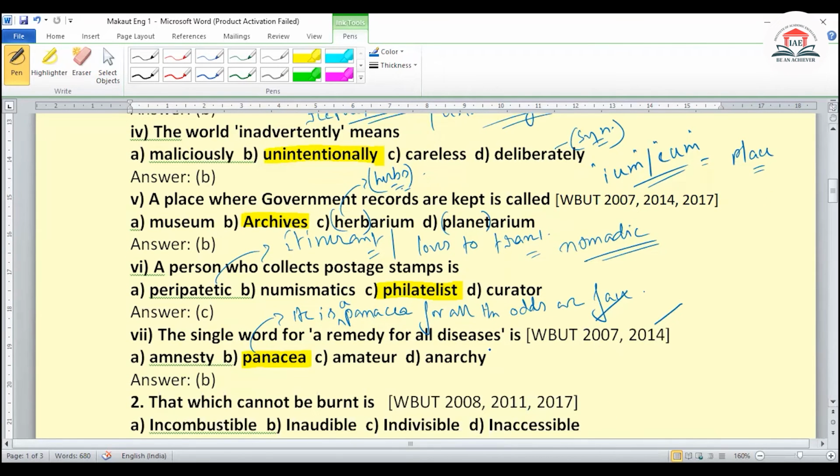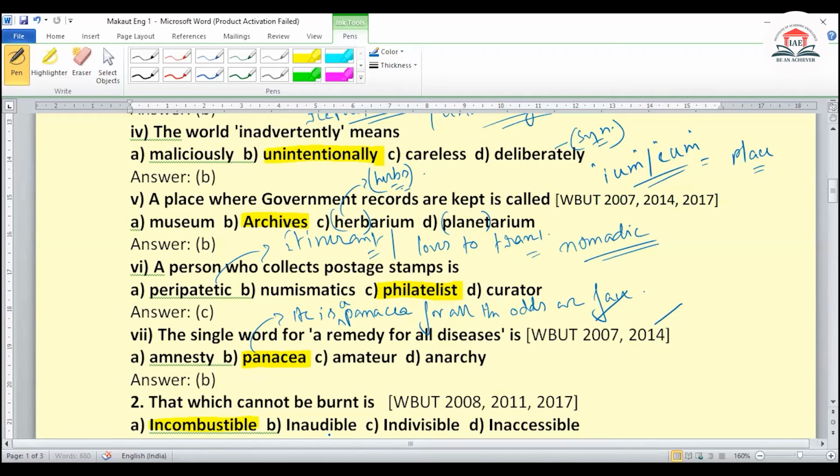Now, that which cannot be burnt is what? It is a pure word of science. Very common, very common. Incombustible. It's a very, very common one. Incombustible, which cannot be burnt. Right? Uninflammable. So this kind of thing is called combustible. So whatever you try, you cannot burn it into ashes.